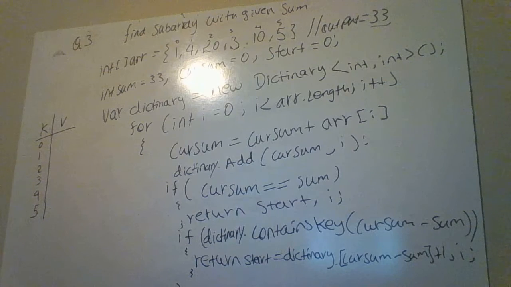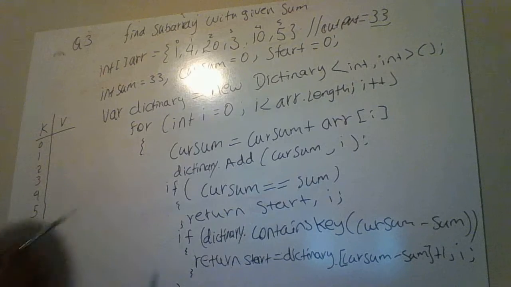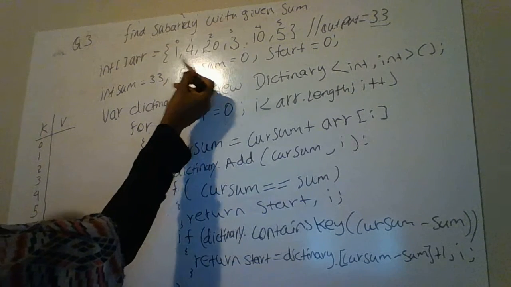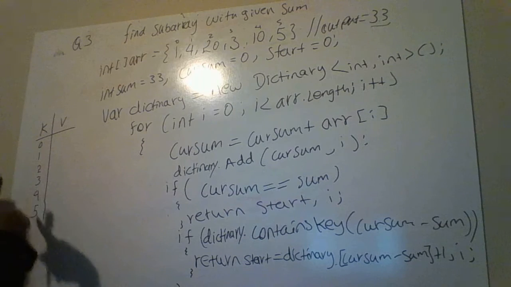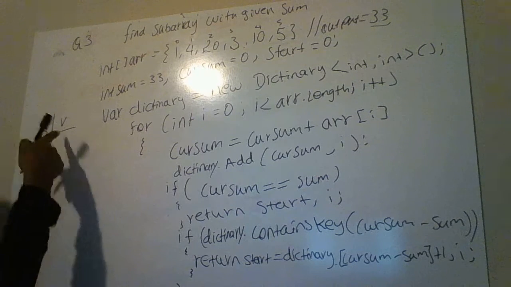So for this problem, the way I'm going to solve it is by using a dictionary, and I'm going to explain how I'm going to do that and then walk through it with the code. So I'm going to go ahead and start adding each number first. And then in my dictionary I'm going to have a key and a value.